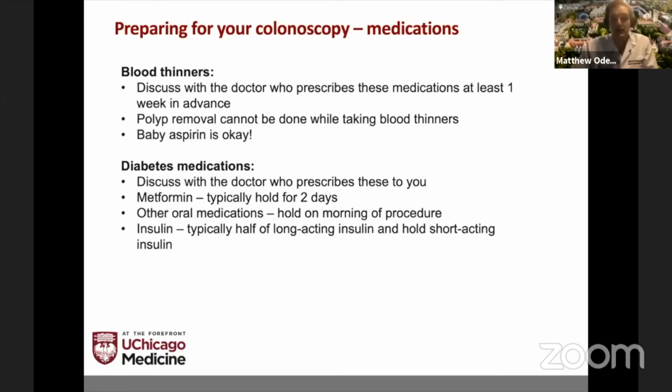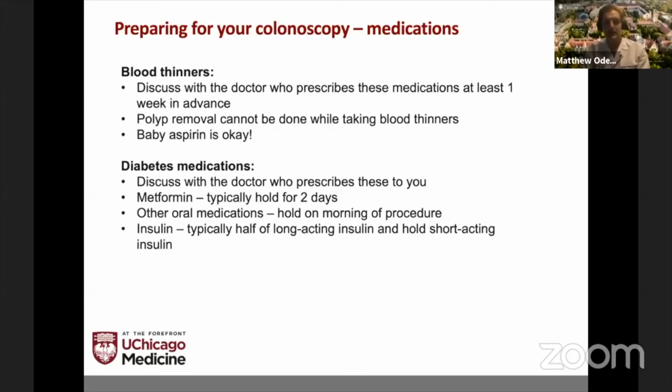A couple of other things that are really important for a lot of patients is talking with your doctor about medications prior to having a colonoscopy. So blood thinners are one major class of medication, and the other one is diabetes medications that need to be modified prior to having a colonoscopy. So for blood thinners, you have to check with your doctor to make sure that it's okay and safe to hold the blood thinners prior to a colonoscopy. And if it's not, we should really push off the colonoscopy until it is, because polyp removal cannot be done safely while taking blood thinners.